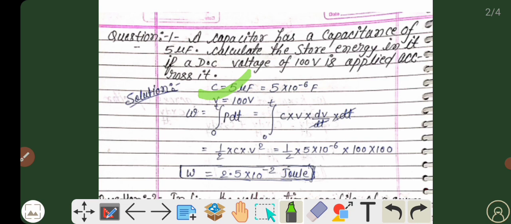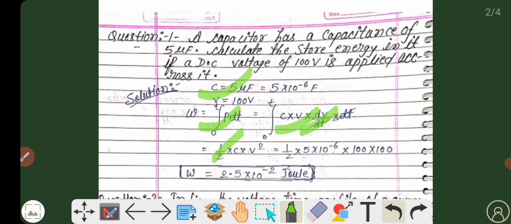Now for the calculation of stored energy, we use the formula: energy, or we can say work, is equal to the integration from 0 to t of p dt. And we also know that the value of p in case of capacitance is equal to cv into dv by dt. Now as we put the value here, it comes out to be half cv square.